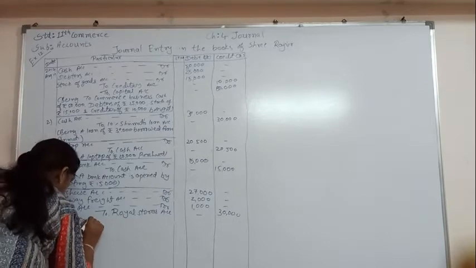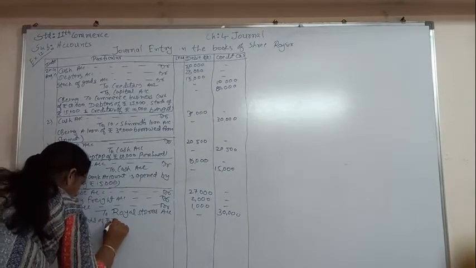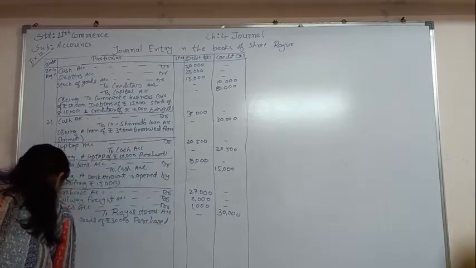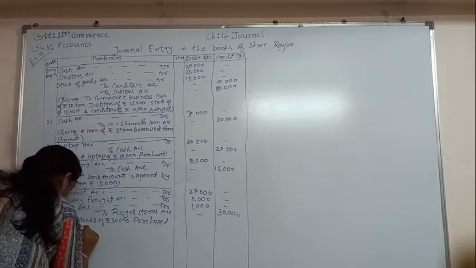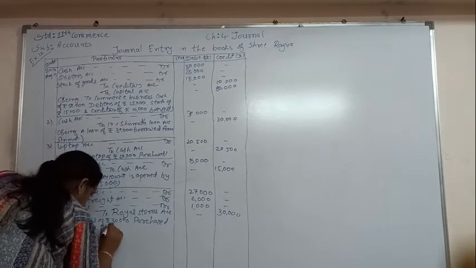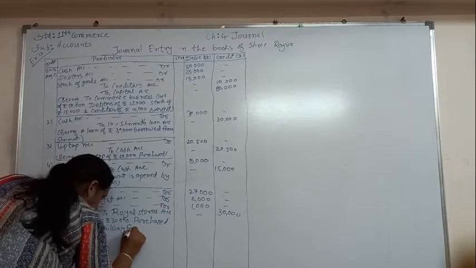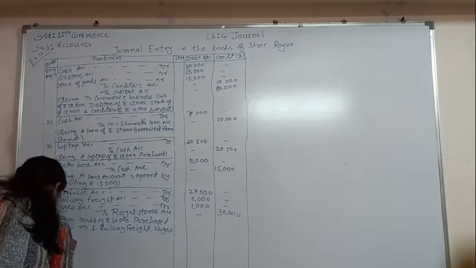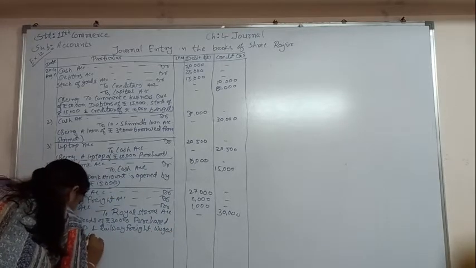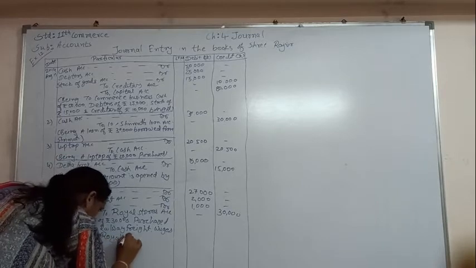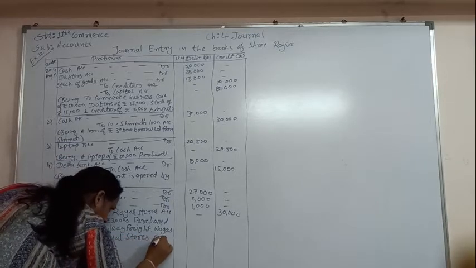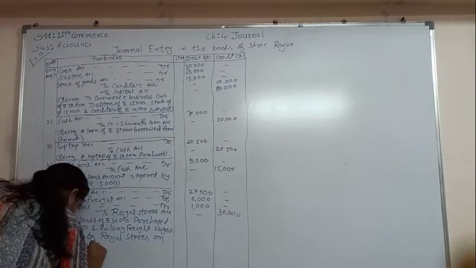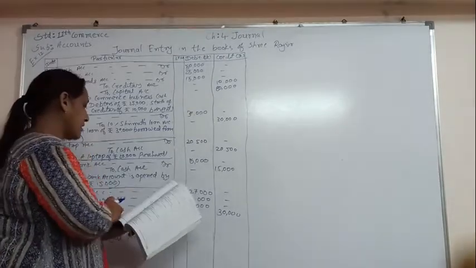Being goods of rupees 30,000 purchased at 10% trade discount, and railway freight and wages paid by Royal Stores on behalf of us. So that was the fifth entry.